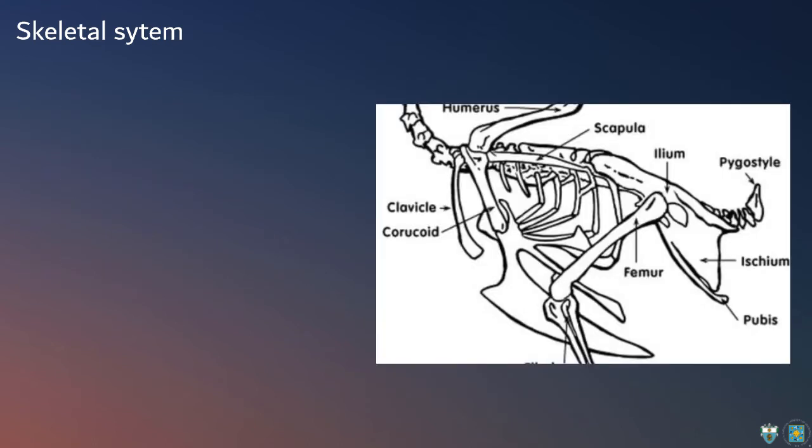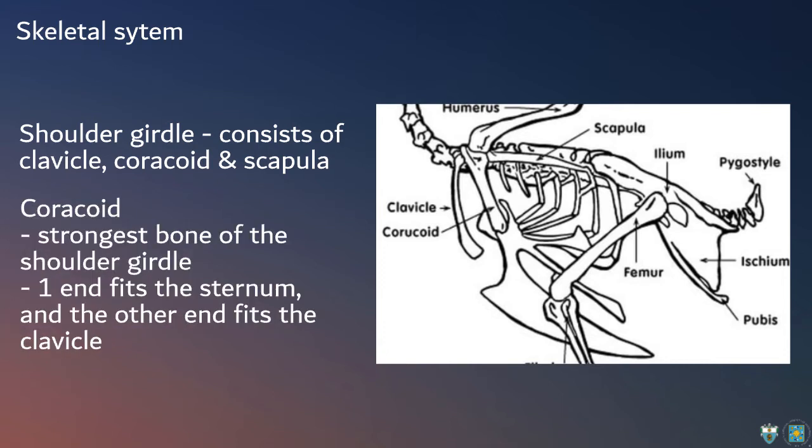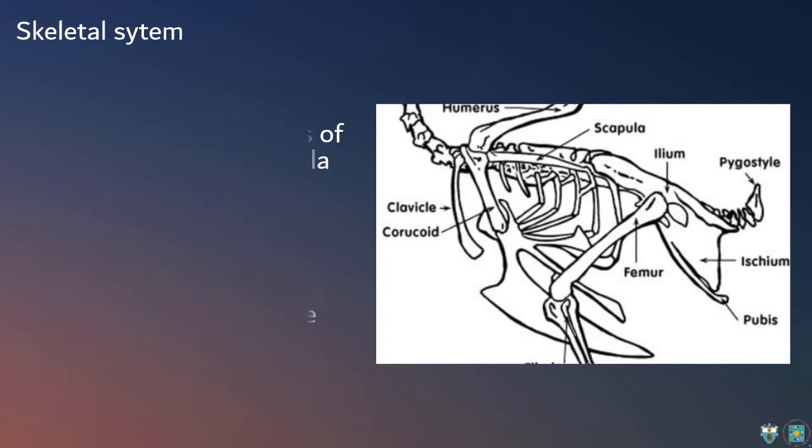Next are the skeleton parts of the chicken torso or the body. We have the clavicle, the coracoid, and the scapula, which make up the shoulder girdle. The coracoid being the strongest bone of the shoulder girdle, which has two ends. One end fits in the sternum, and the other end connects with the clavicle.